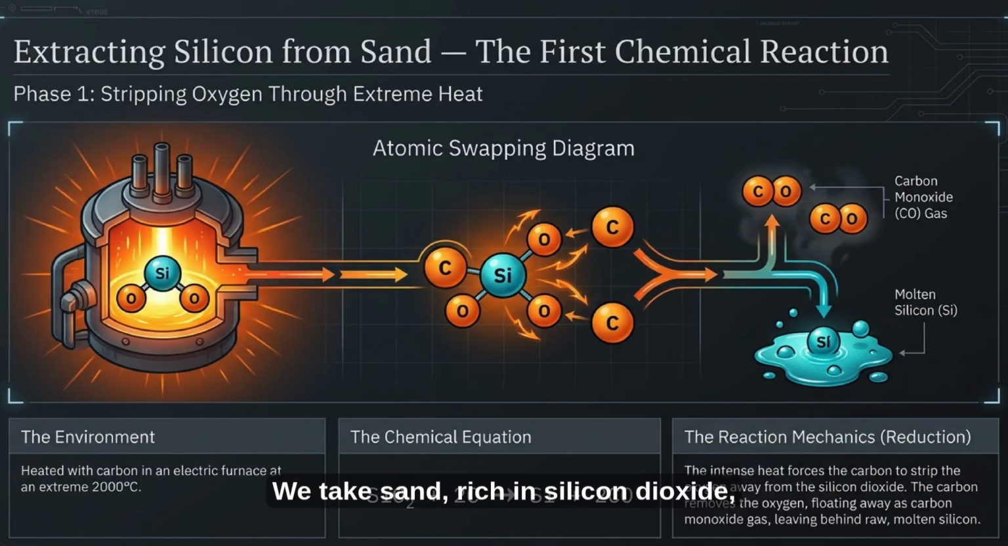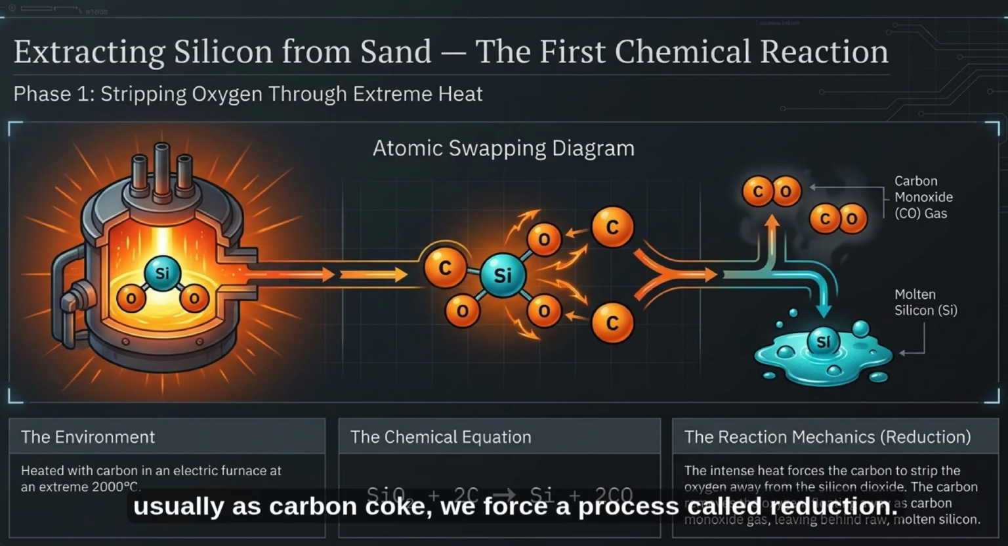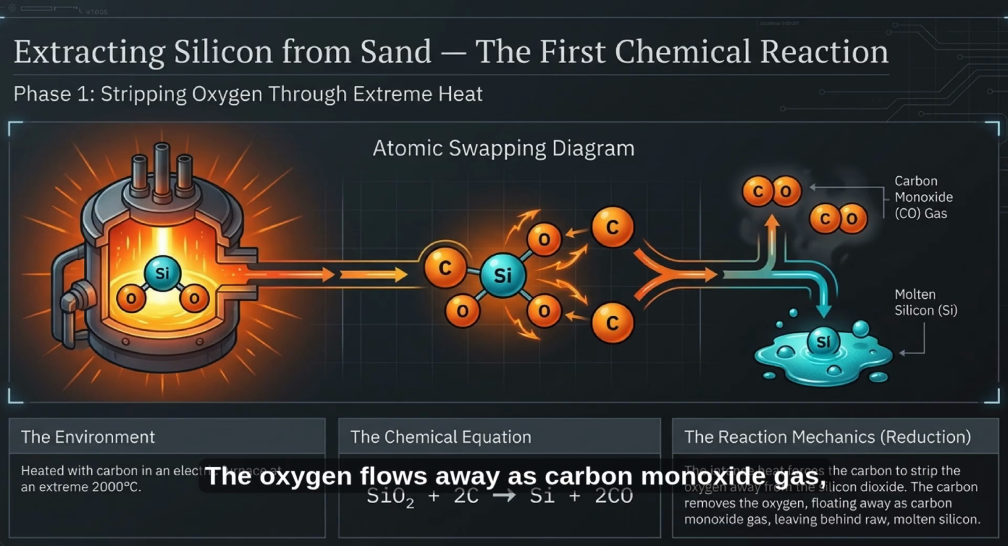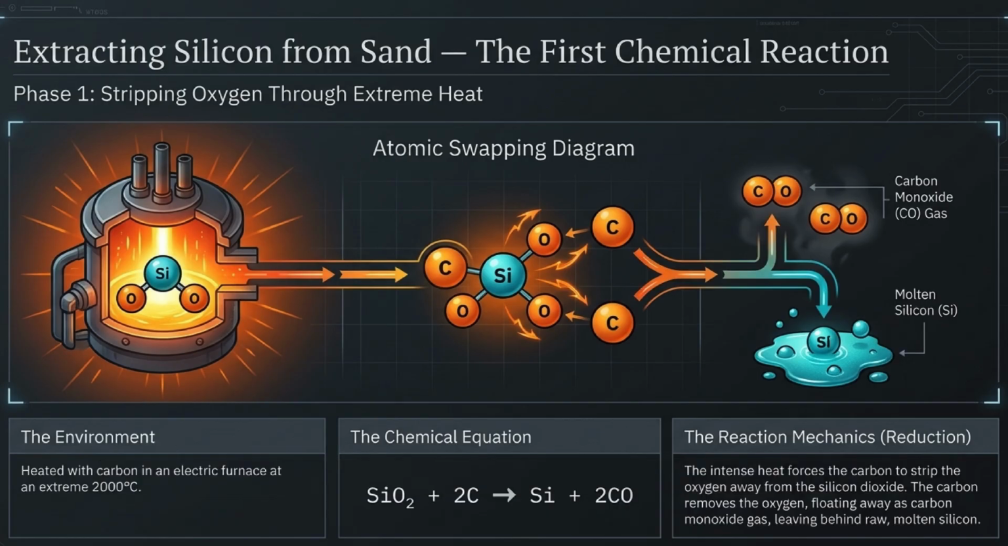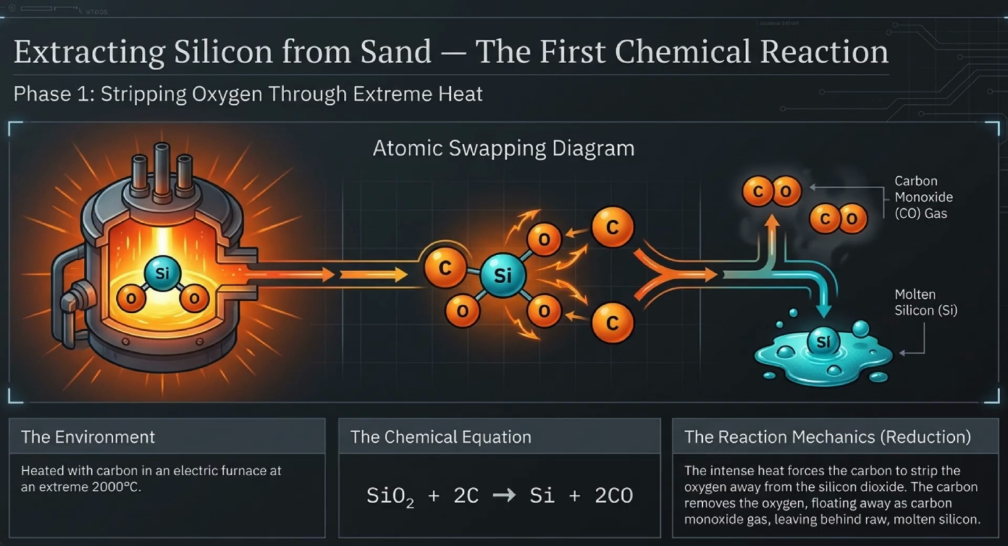The transformation begins with a violent chemical reaction. We take sand, rich in silicon dioxide, and place it in an electric furnace at a staggering 2000 degrees Celsius. By adding carbon, usually as coal, we force a process called reduction. The carbon literally strips the oxygen away from the silicon dioxide. The oxygen flows away as carbon monoxide gas, leaving behind raw, molten silicon. The chemical equation is simple, but the environment is extreme. In the reaction, silicon dioxide reacts with 2 carbon atoms to produce silicon and 2 carbon monoxide molecules.